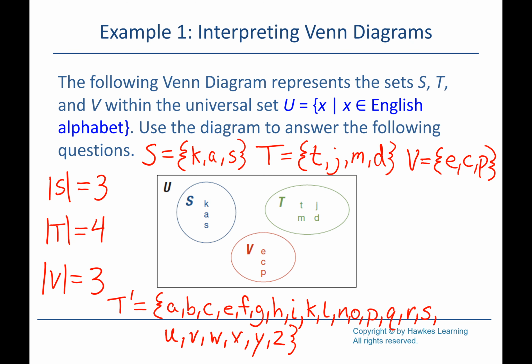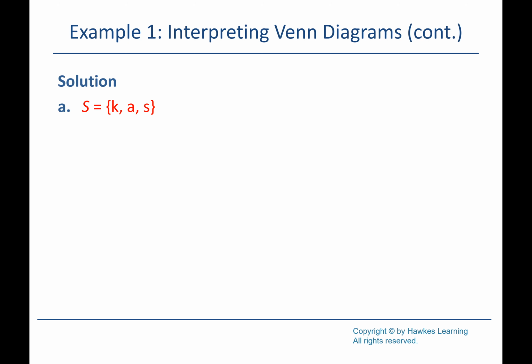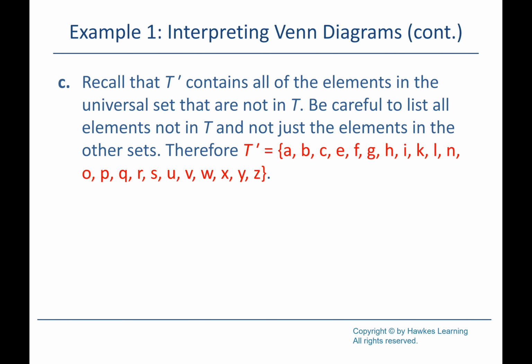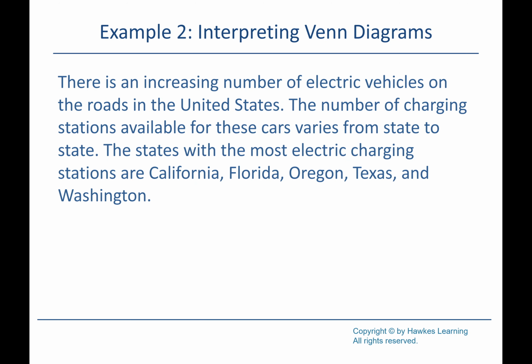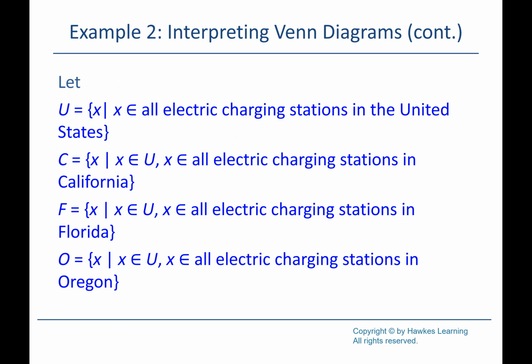Look at one more here, just reading the Venn diagram. And again, our textbook's getting a little bit old, so the information is a little bit out of date. It says there's an increasing number of electric vehicles on the roads in the United States. That's still true. It says the number of charging stations available for these cars varies from state to state. States with the most electric charging stations are California, Florida, Oregon, Texas, and Washington. It may or may not be true now, I'm not sure.